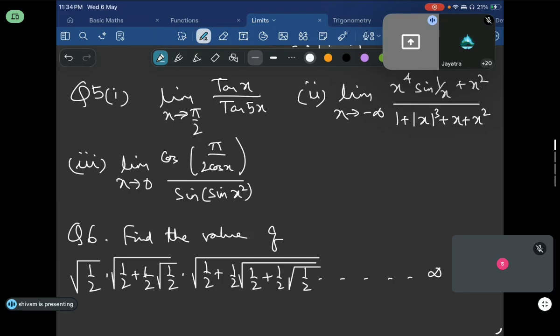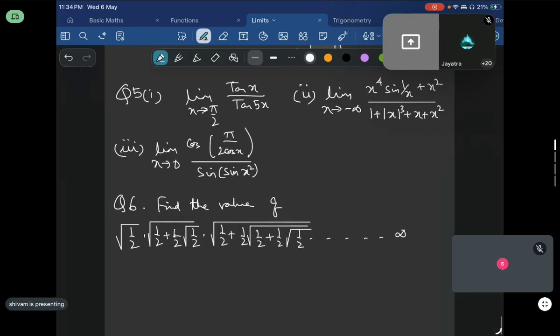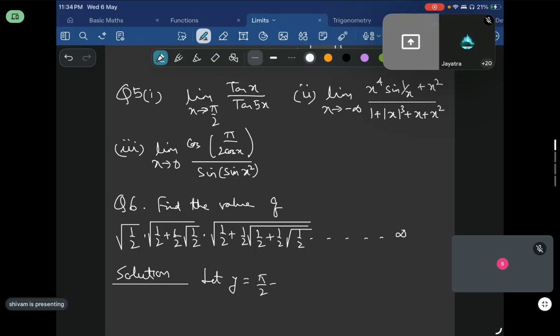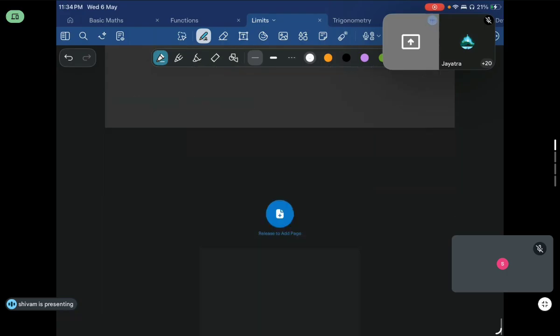Everyone pay attention. Part 1, tan x upon tan 5x. Is the argument tending to 0? Tell me, everyone. When you substitute pi by 2, is the argument tending to 0? Yes or no? No. So I have to do some substitution. Let y is equal to pi by 2 minus x. So what are you getting?